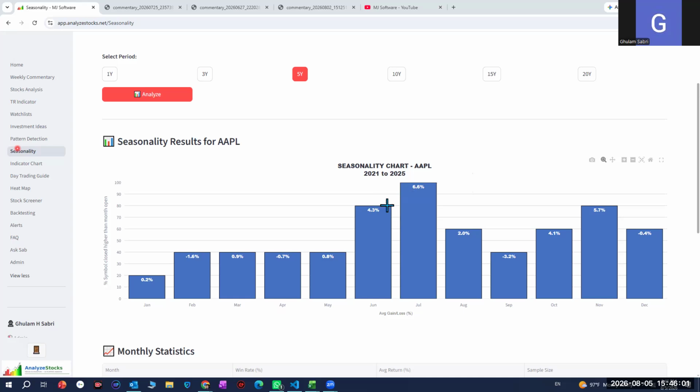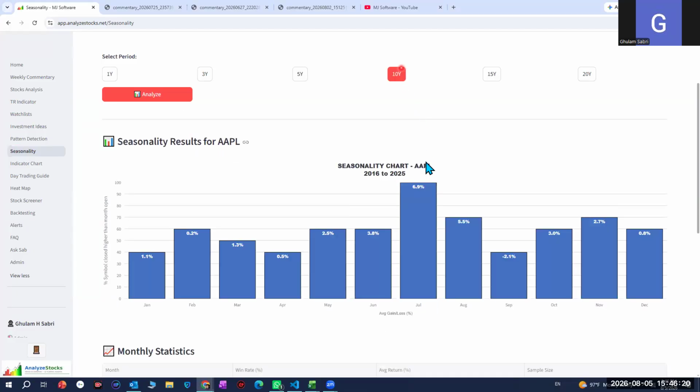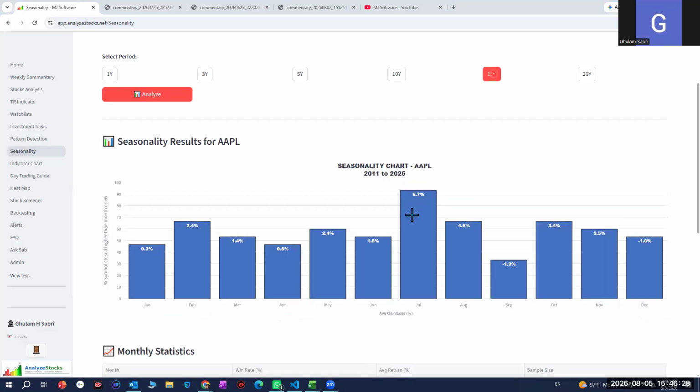We were towards the end of June, correct? 27th of June. And Apple gave us an entry as it came down close to our support. All factors were lining up. 100% win rate. Now, what about 10 years? If you switch to 10 years, 100% gain rate, 6.9% average. What about 15 years? 93.93% win rate. It means that 1 out of 15 years, Apple was not positive. Otherwise, 14 out of the last 15 years, Apple was positive, and the average gain was 6.7%.